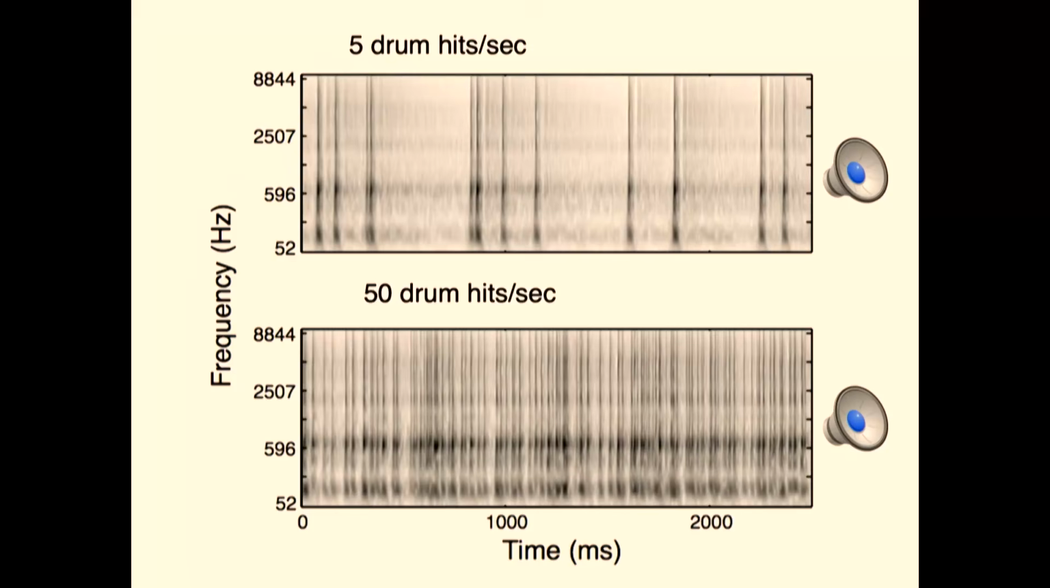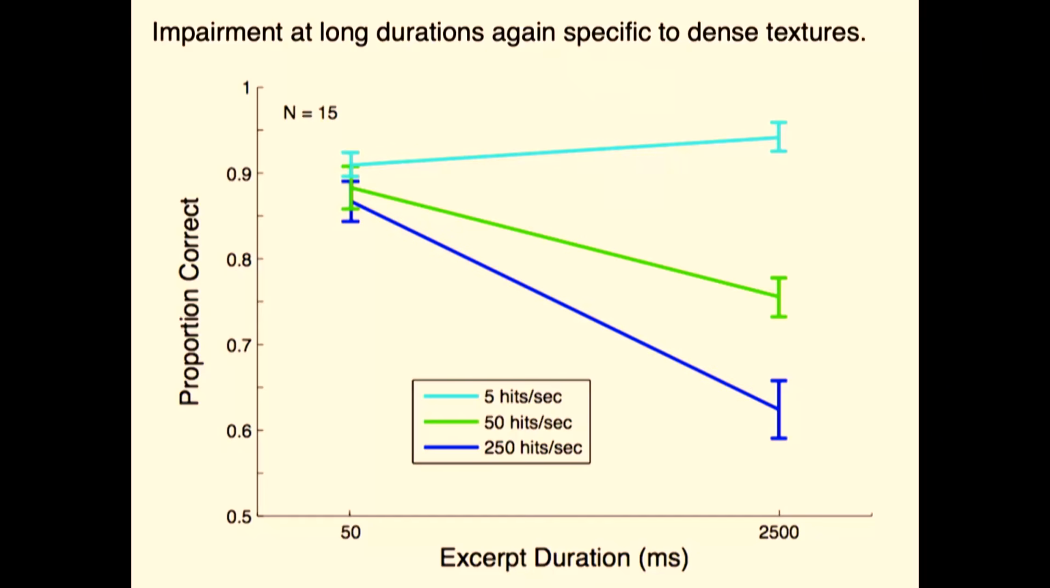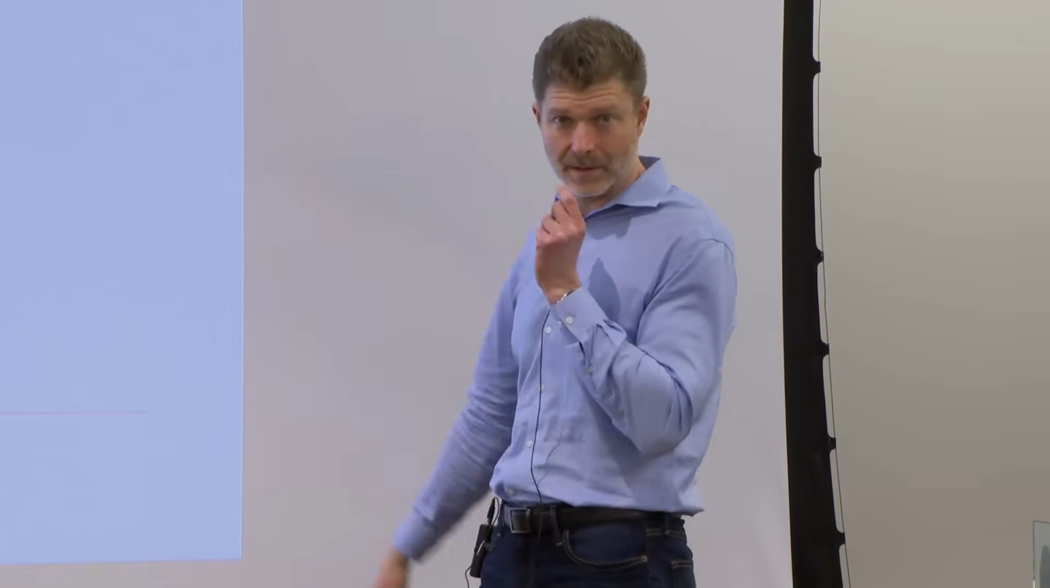So we can ask whether this is specific to speech. So here's the same idea, but with drum hits. So this is a very sparse sequence of drum hits. And it's more dense. Okay. And you get the same phenomenon. So the very sparse signal, 5 hits per second, shows an improvement in this discrimination task with duration, whereas the dense ones show a decrease in discrimination.